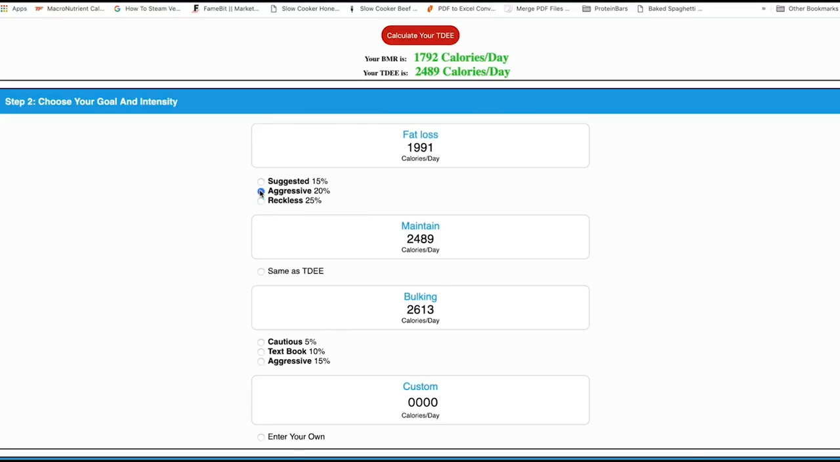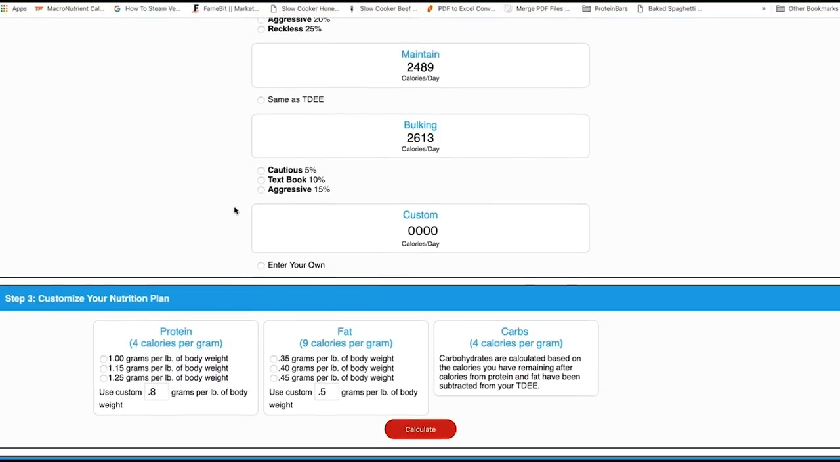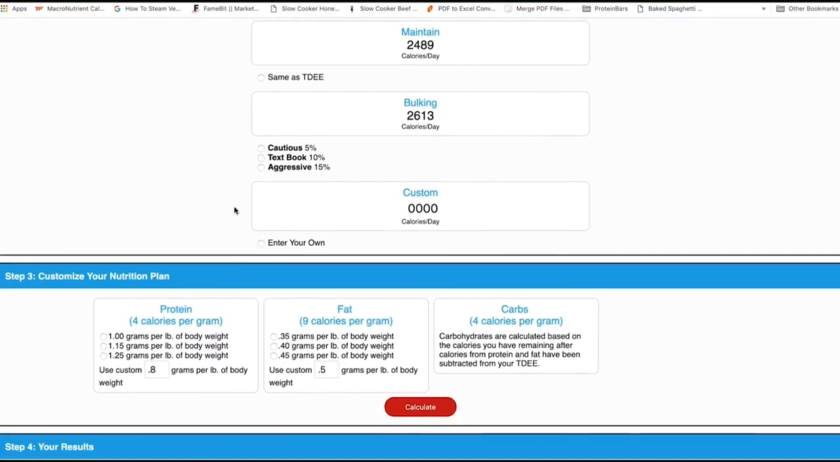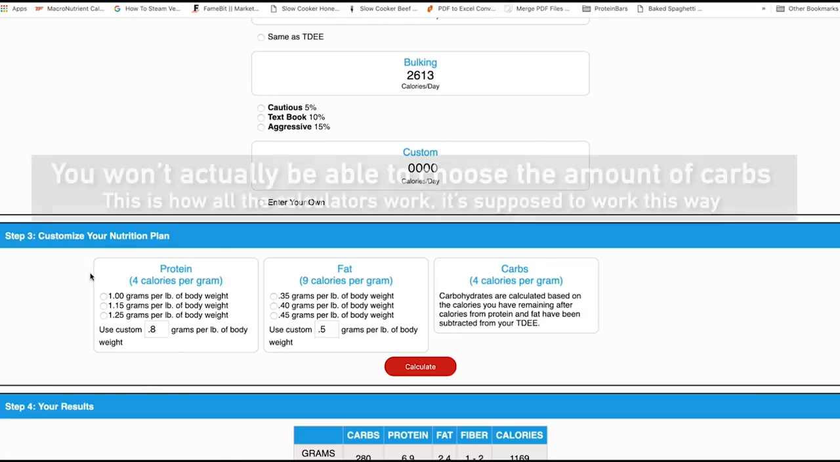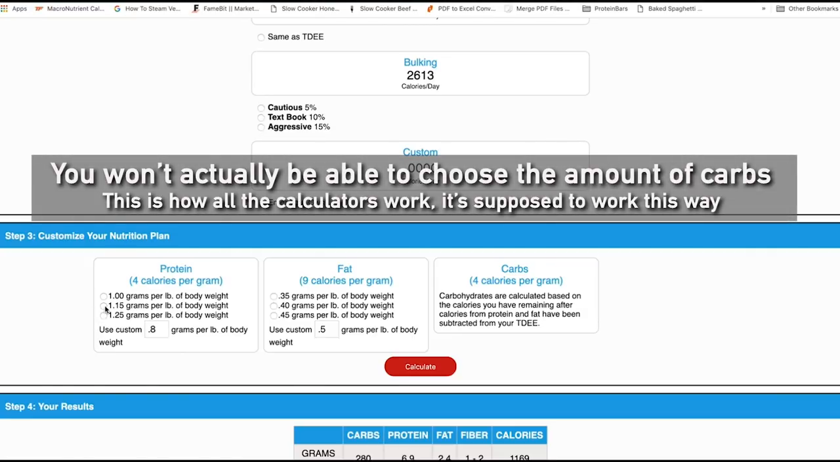And then I'll move to the next section, and I'm going to select how much protein, carbs, and fats I want for each day. This is where it can get a little bit confusing as to, well, how many carbs do I need? How much protein do I need? How much fat do I need?